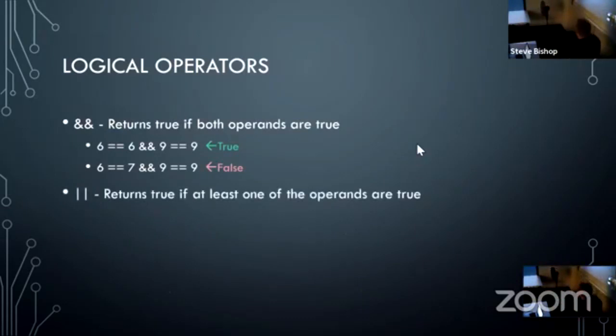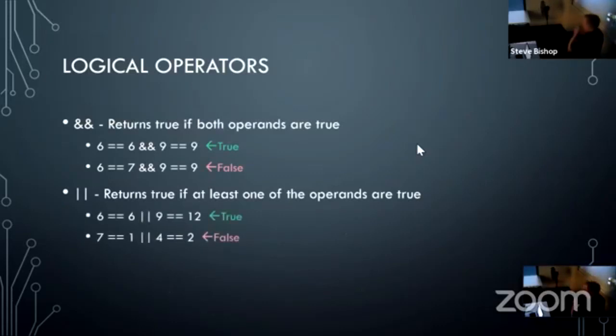Returns true. So pipe. These are called pipes. Pipe returns true if at least one of the operands is true. So 6 equals 6 or 9 equals 12 will return true. Because even though 9 is not equal to 12, at least 6 equals 6 is true.